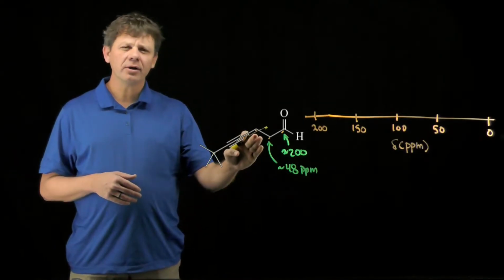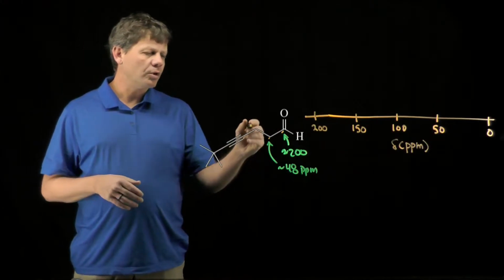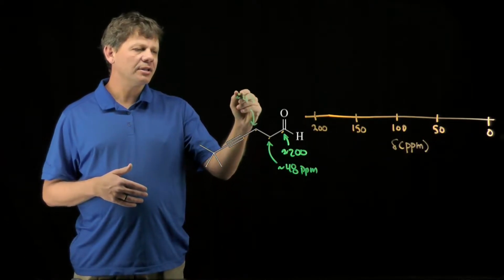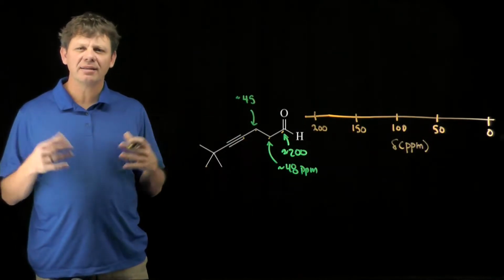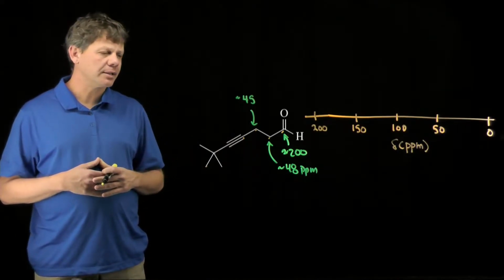The next carbon over here is next door to the alkyne, which might de-shield it a little bit. We'll say that it is around 45, let's say. Still in that 0 to 50 range because it's not attached to any electronegative atoms, double or triple bonds directly.